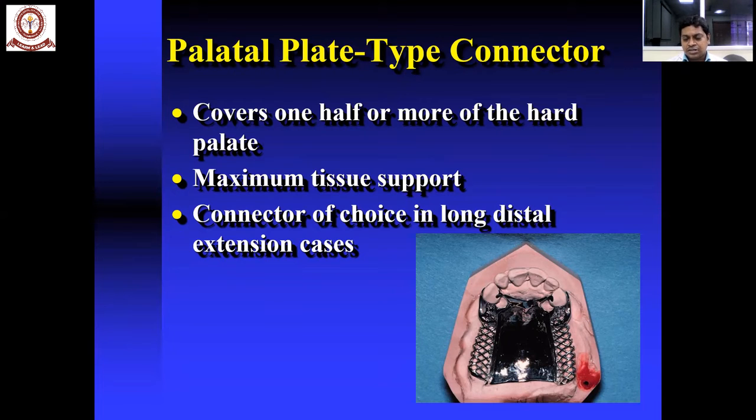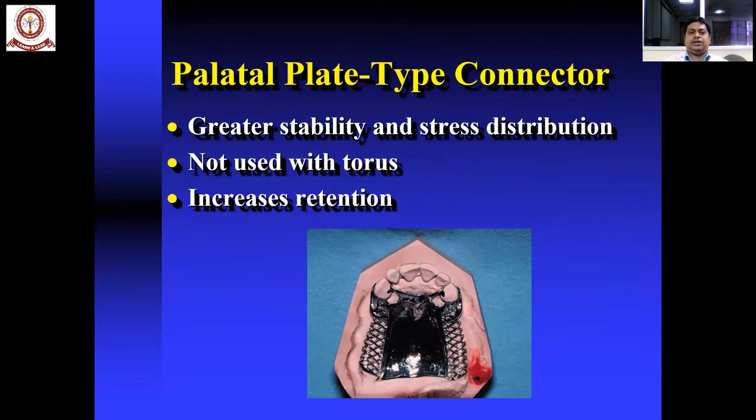If the distal extension case is very long, that time you can give this palatal plate type of major connector. Palatal plate type connectors give you greater stability. You know why? It has a large space covered, and that is going to give you stability and stress distribution. It cannot be used in a palatal tori patient. If the tori is present in the palate of the patient, this full palatal plate cannot be given to that patient. This palatal plate is also a widespread area. It covers a large area, so it is going to give you an increased retention option.